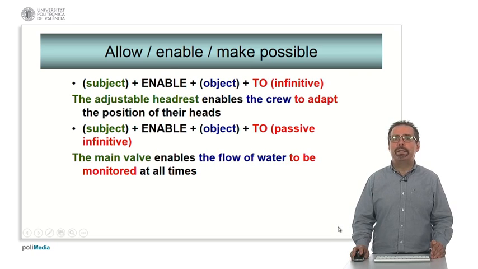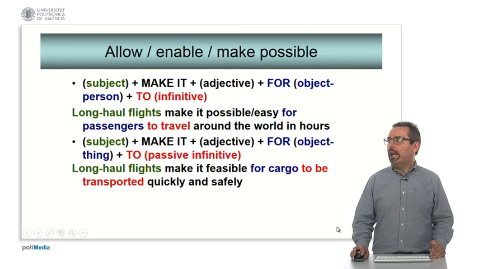Exactly the same happens with the verb enable, followed by the object and infinitive with to. More examples. The adjustable headrest enables the crew to adapt the position of their heads. Or the main bulb enables the flow of water to be monitored at all times. And also we can use the verb make with any adjective depending on the meaning.